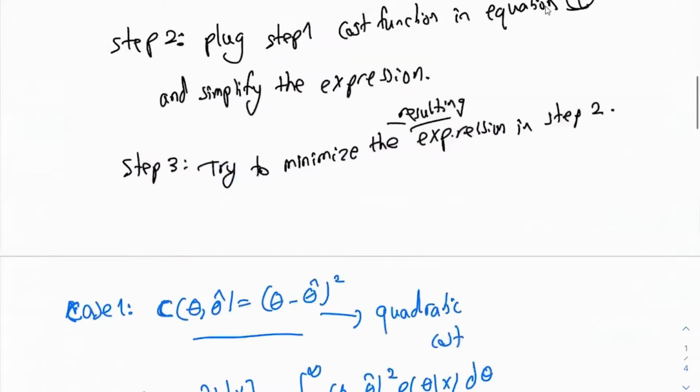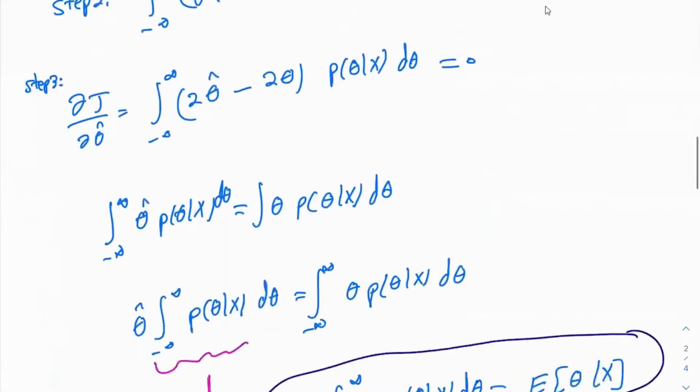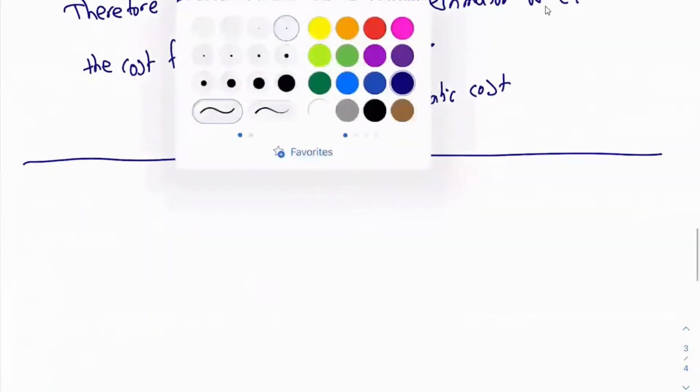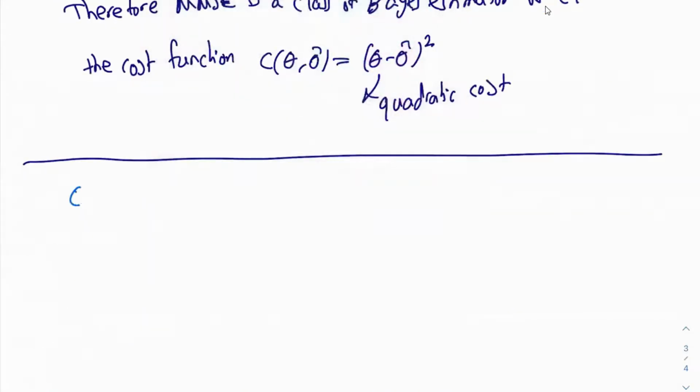We had a long lecture on MMSE, a series of lectures on MMSE. Now everything is connected to each other. Case 2. Assume now C of theta, theta hat is equal to this absolute value. What if instead of the cost function that is quadratic, I have a cost function that is the absolute value of theta minus theta hat? Okay. No worries. All we need to do is change the color. We are going to go here.